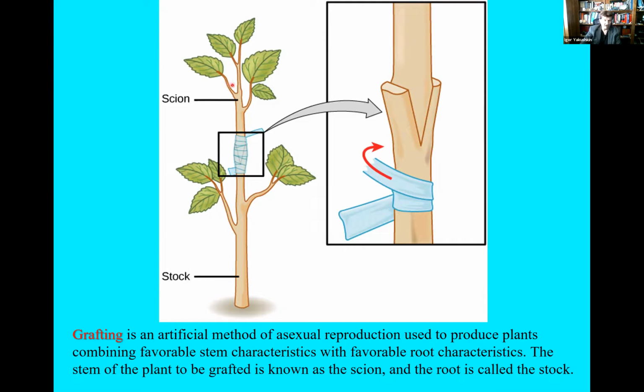By grafting, we're talking about you have a stock plant, usually a woody plant, and then you can cut and plant on top of it a scion of a different plant. Now you'll have a genetically different one, even though it's considered to be asexual reproduction.